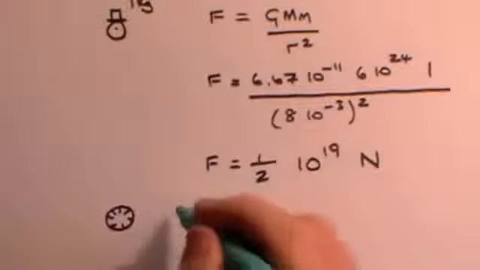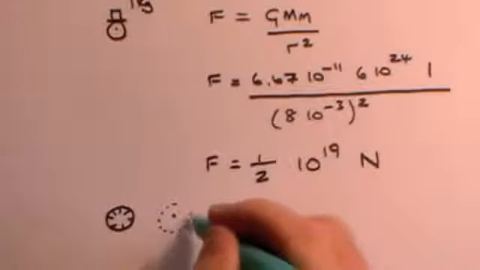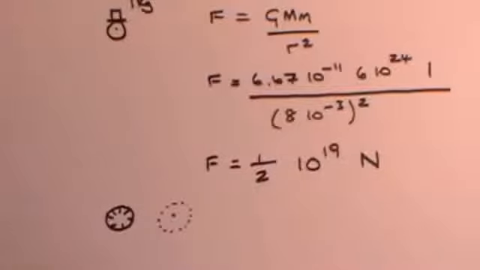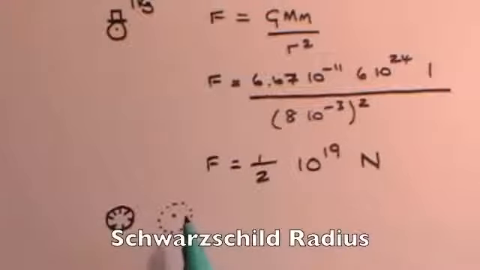There will, however, be a radius around that singularity of 8 millimeters, which says that anything inside that radius has an escape velocity of greater than the speed of light, but anything outside that radius has an escape velocity of less than the speed of light. And that radius is called the Schwarzschild radius.